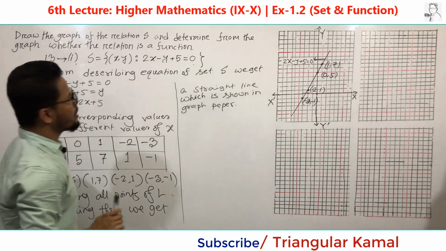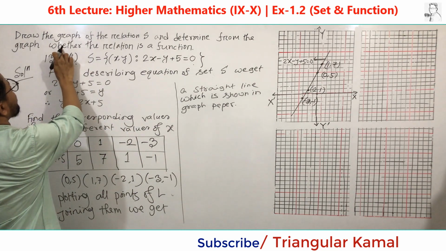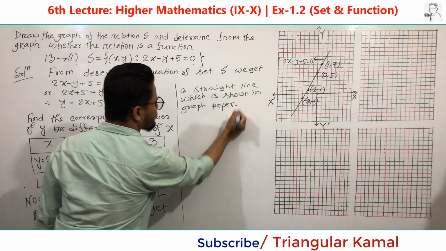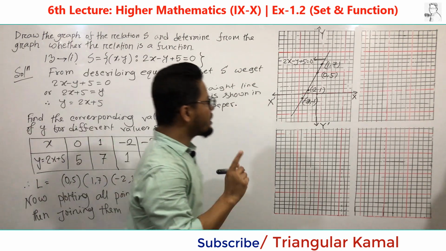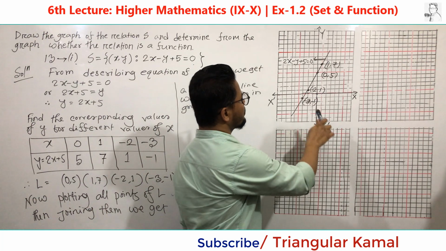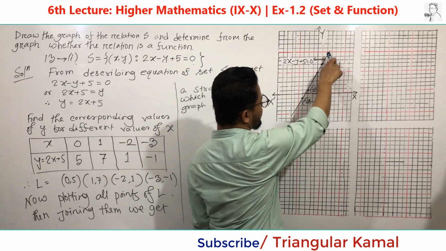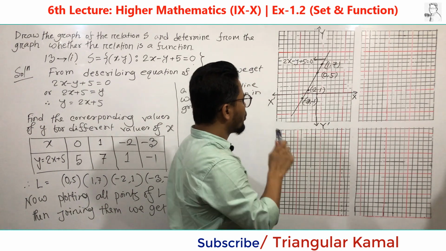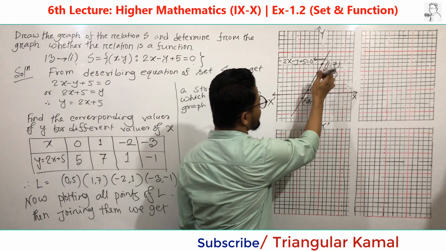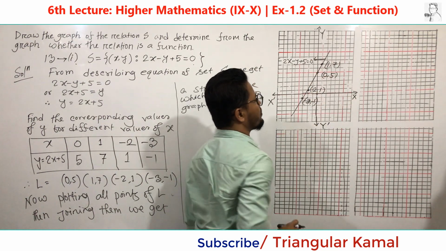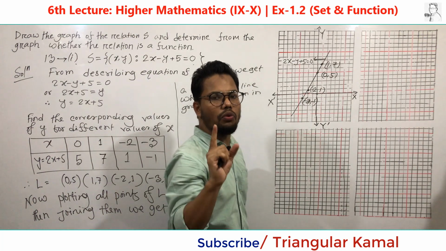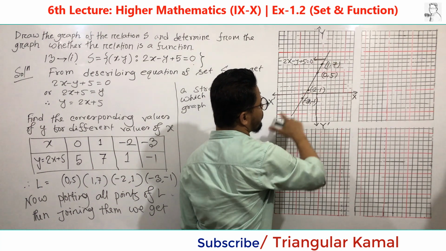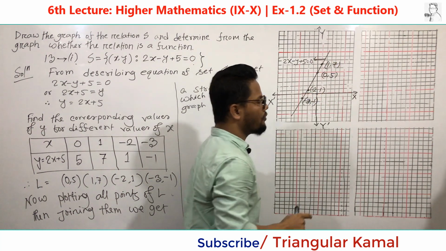The second information: whether the relation is a function or not. Second step. Just give attention to the graph. We see joining all points we get a straight line, which intersects the y-axis at the point 0, 5. So we get only one single point on the y-axis. The graph intersects the y-axis at the point 0, 5.